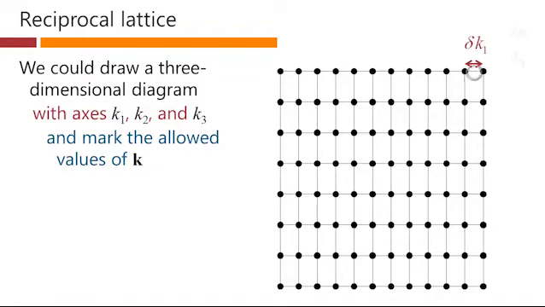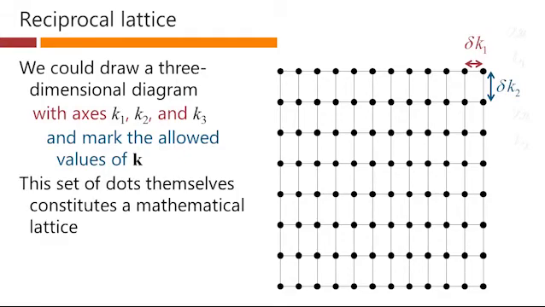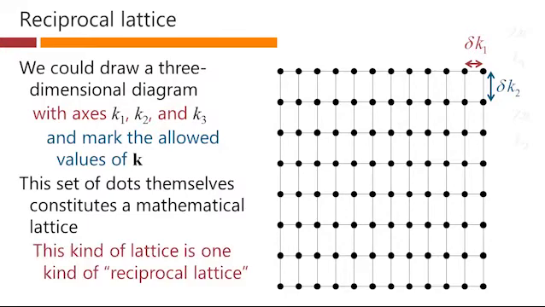And the separation between the dots in the k1 direction will be the delta k1 we just wrote down, and similarly in the k2 direction, it will be the delta k2, as we similarly wrote down. And this set of dots, as you can see, also mathematically constitutes a lattice of points. And this kind of lattice is what is called a reciprocal lattice.